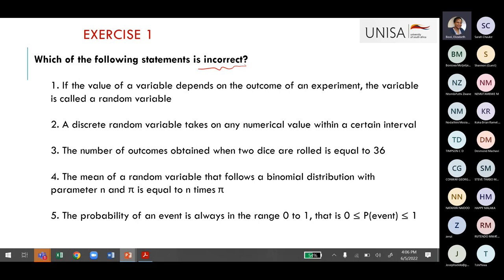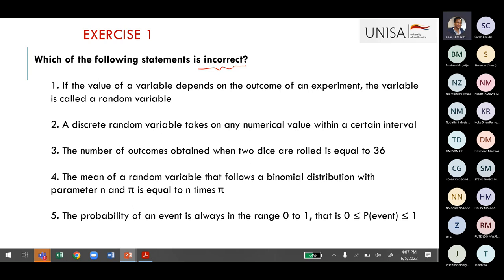Number 2 says, a discrete random variable takes on any numerical value within a certain interval. Number 3 says, the number of outcomes obtained when 2 dice are rolled is equal to 36. Number 4 says, the mean of a random variable that follows a binomial distribution with the parameters n and pi is equal to n times pi.